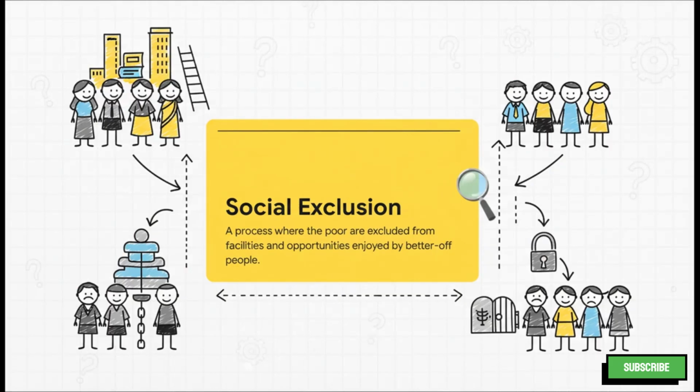But here's the thing. Poverty is about so much more than just a lack of income. A really key concept here is social exclusion. This is a process where the poor are often shut out from the facilities, the benefits, and the opportunities that better-off people just take for granted. A classic example in India is how the caste system can deny equal opportunities to certain groups.